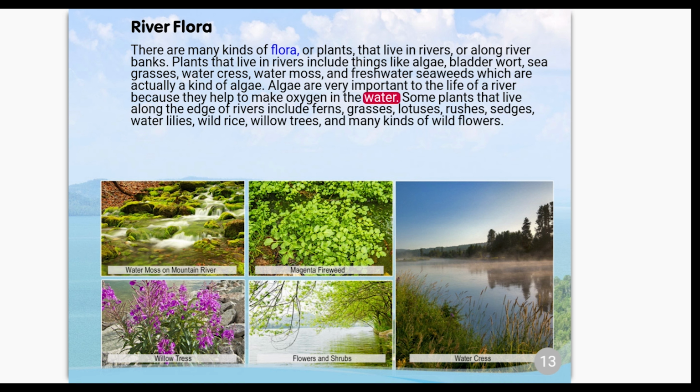in the water. Some plants that live along the edge of rivers include ferns, grasses, lotuses, rushes, sedges, water lilies, wild rice, willow trees, and many kinds of wild flowers.